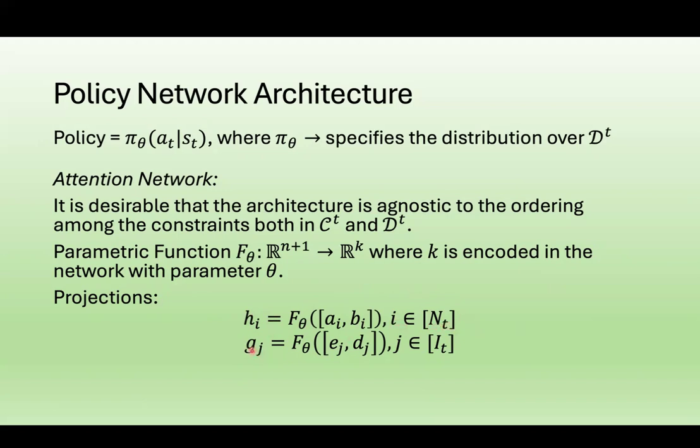Similarly, we feed this vector EJ, comma DJ. So EJ is basically a vector of size n, and DJ is just an element. So we concatenate it to make it a vector of size n plus 1. This vector of size n plus 1 is fed to the parametric function f theta, and GJ is basically nothing but a vector of size k. And this GJ is computed for all J's belonging to IT, which means we compute GJ for all the candidate cuts possible at the Tth iteration.